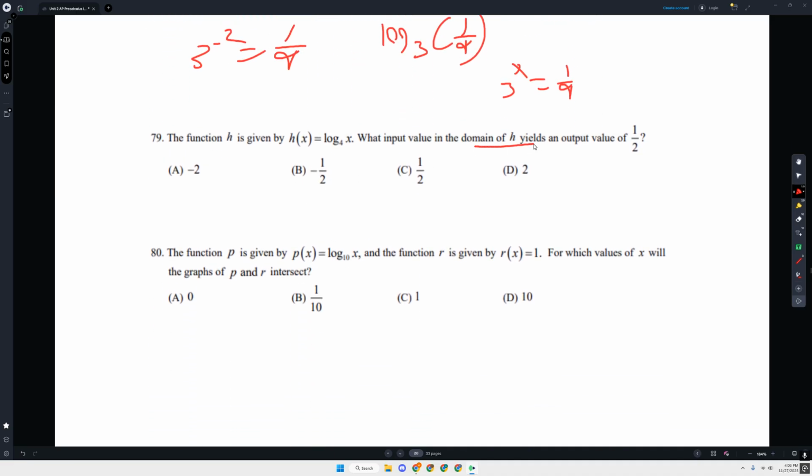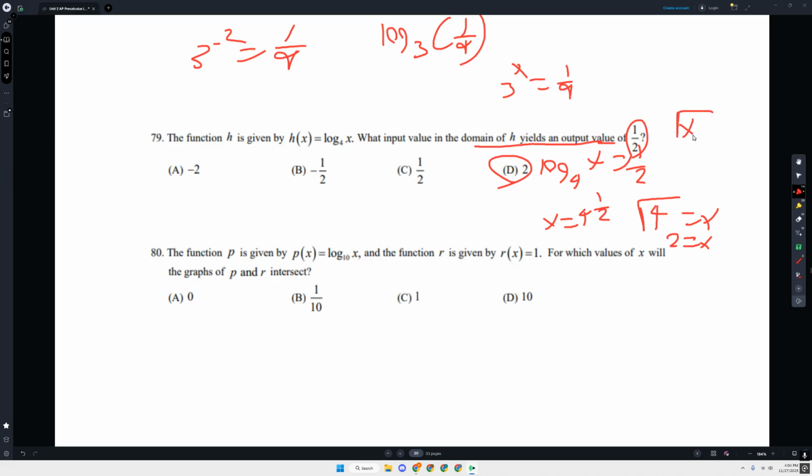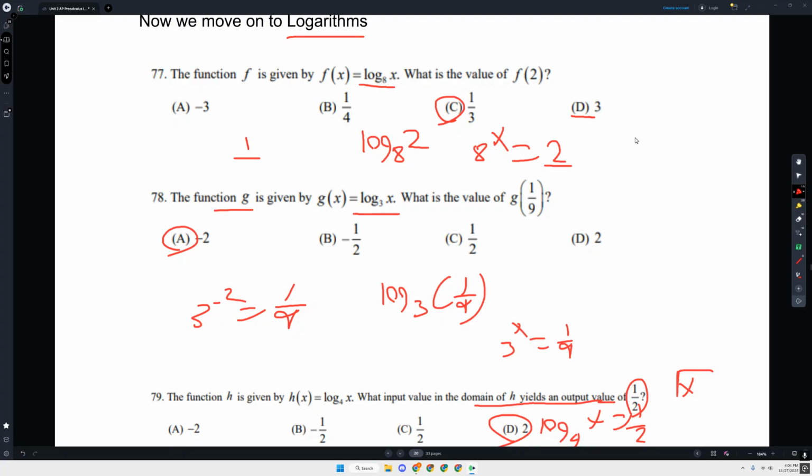From there, we're saying what input value in the domain of h yields an output value of 1/2. So now we're going to be saying log 4 of x is equal to 1/2. We're going to say x equals 4 to the 1/2. 4 to the 1/2 is the same thing as saying the square root of it. So this would be 2 is equal to x, which means 2 is our answer. And this is because anything to the power of a fractional exponent is the root. And then we can also apply that to back here where we said 8 to the 1/3, the cube root, is equal to 2.